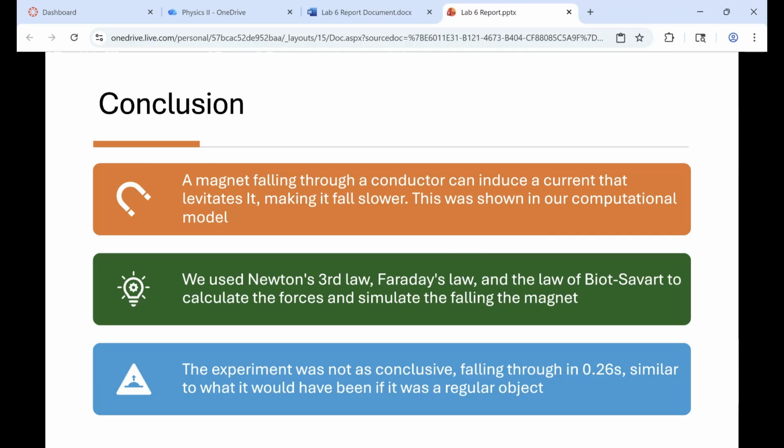In conclusion, the magnet falls through the pipe and is slowed down by the current it induces, which was demonstrated in our computational model. We used Newton's third law, Faraday's law, and the law of Biot-Savart to calculate the forces and simulate the falling magnet. The experiment was not as conclusive, falling through in 0.26 seconds, which is similar to what it would have been if it were a regular non-magnetic object.